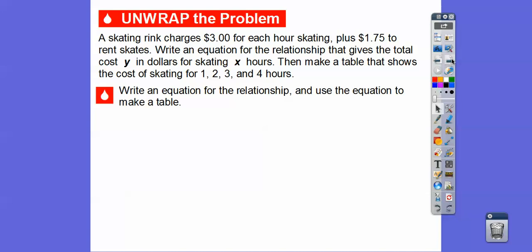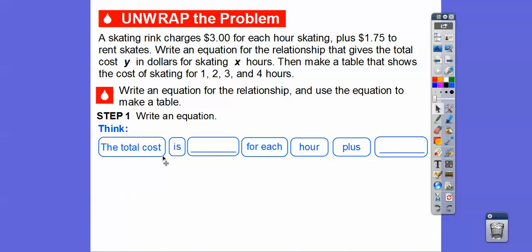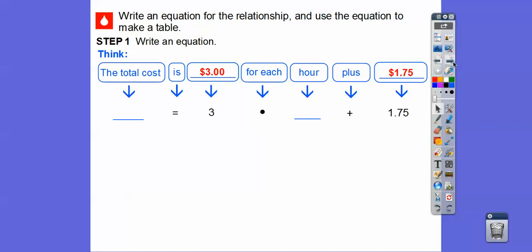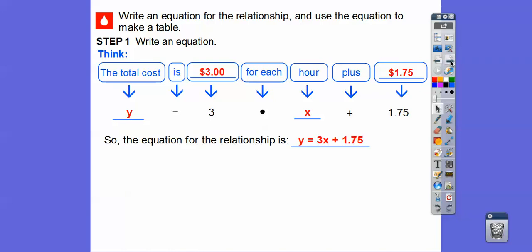So write an equation for the relationship and use the equation to make a table. Let's write an equation. The total cost is our y in dollars. So y equals, how much for each hour? It's $3 for each hour plus the rental of $1.75. So the total cost, our y, equals 3 times each amount of hours, which is x, plus the $1.75. So the equation would be y equals 3x plus 1.75.